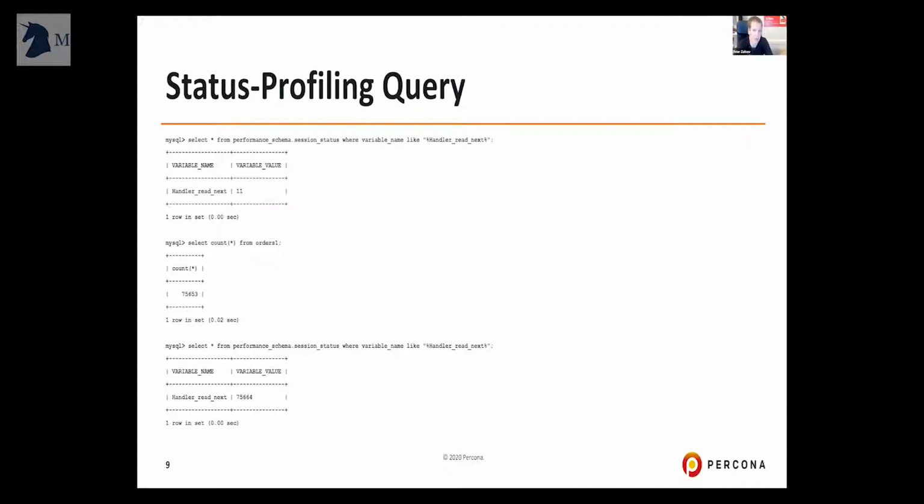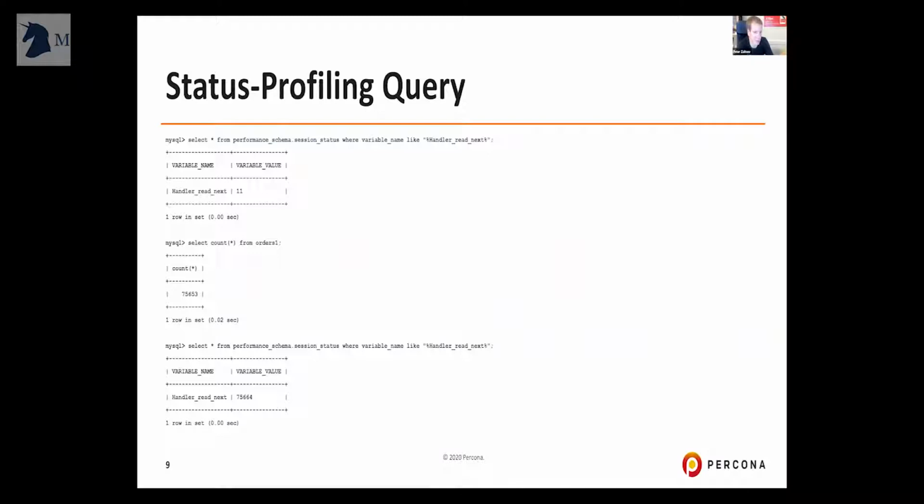How do we do that? Well, we can query their status counters before, run a query, and then look at the status counters afterwards. So in this case, I did a select count star on the table, and we can see that Handler_read_next was incremented by essentially as many rows as there are in this table, showing that query was executed through an index scan.